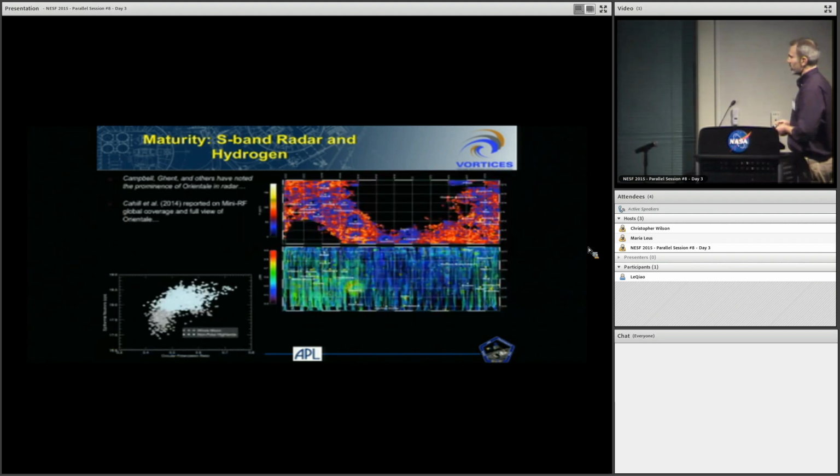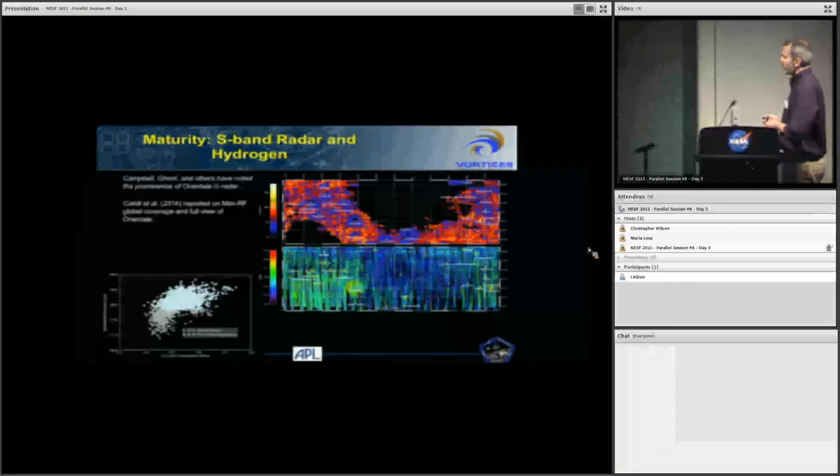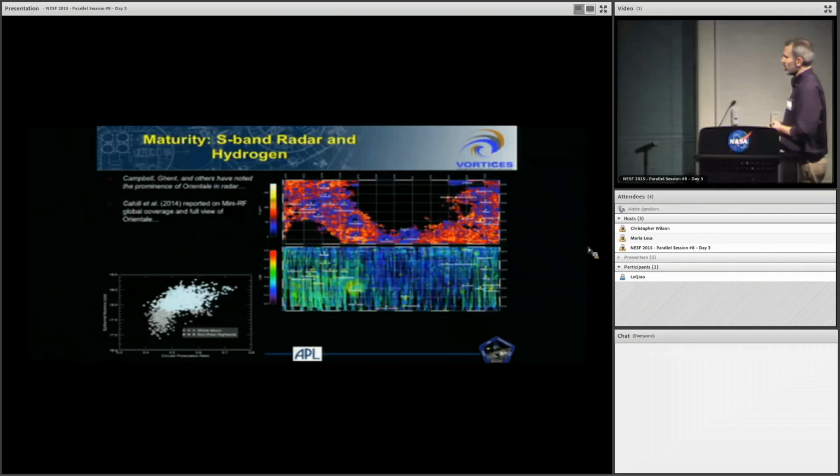So I decided to take a look at the hydrogen maps relative to S-band radar. And here are LRO's Mini-RF S-band radar global maps, which have been pretty cool to have, considering we were only supposed to collect perhaps as much data as could fit on a thumb drive. So it's pretty neat to have a global data set.